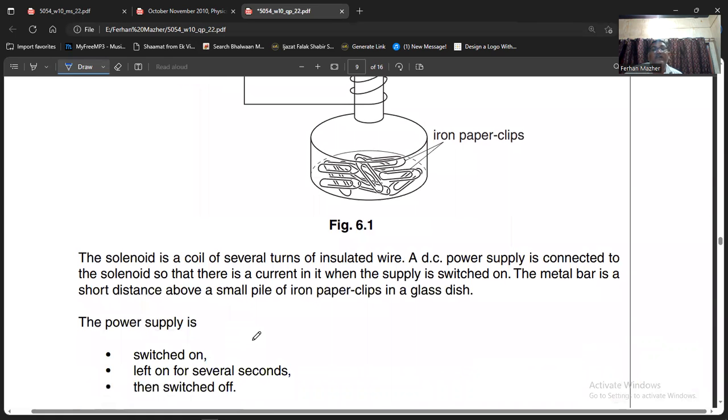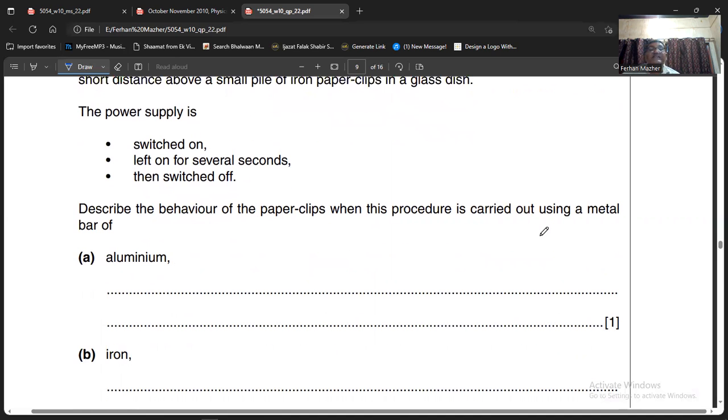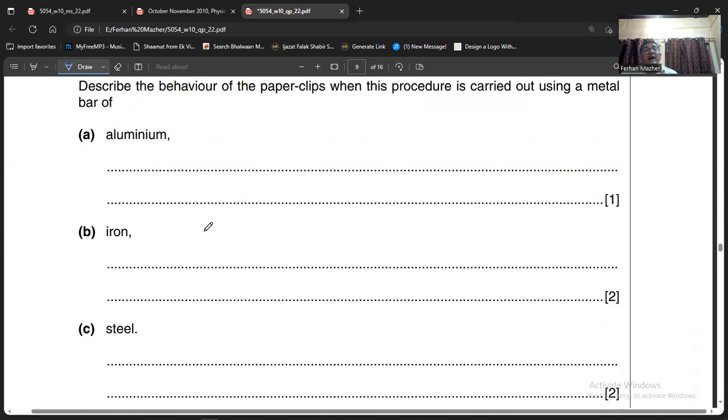The solenoid is a coil of several turns of insulated wire. A DC power supply is connected to the solenoid so that there is a current in it, and when the supply is switched on, the metal bar is a short distance above a small pile of iron paper clips in a glass dish. The power supply is switched on, left on for several seconds, then switched off. Describe the behavior of the paper clips when this procedure is carried out using a metal bar of aluminum, iron, or steel.